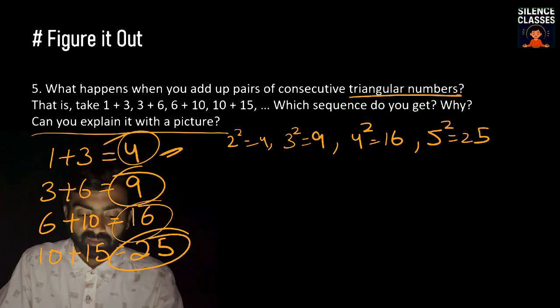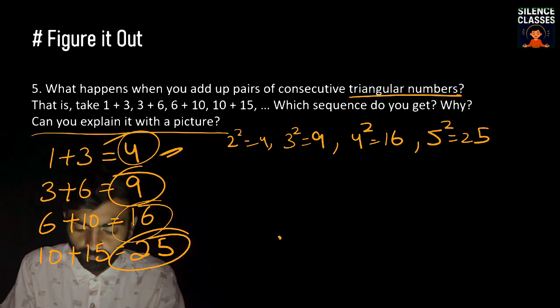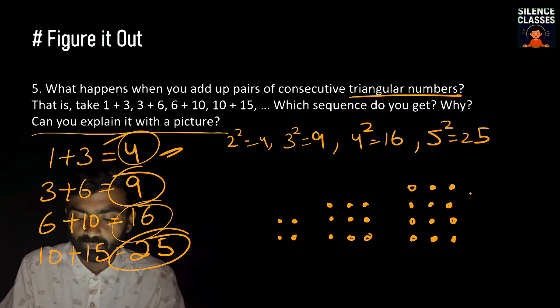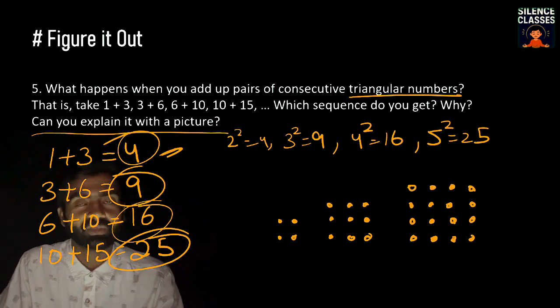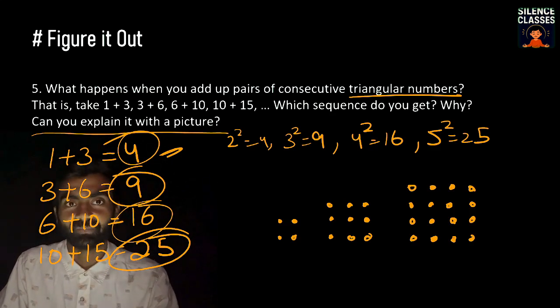Now for the pictorial expression, first number is 4: 1, 2, 3, 4. 9: 1, 2, 3, 4, 5, 6, 7, 8, 9. You can check it out, a perfect square. 16: 1, 2, 3, 4, 5, 6, 7, 8, 9, 10, 11, 12, 13, 14, 15, 16. Like this you can easily find out what sort of things you are getting.